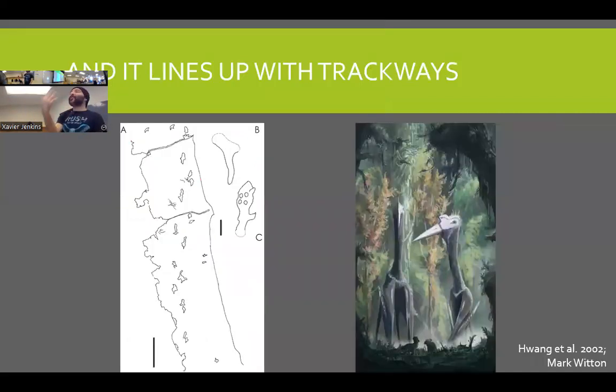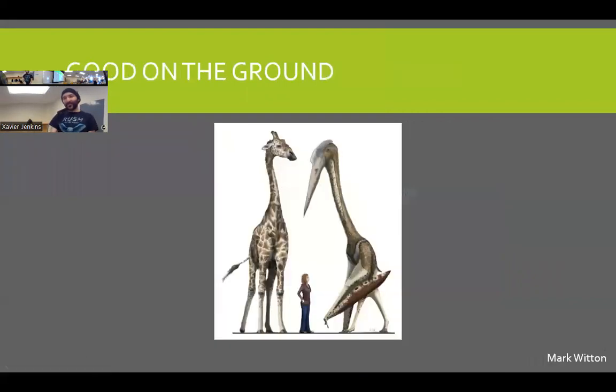And this is borne out by trackways. We found trackways of Azhdarchids with this characteristic foot morphology that actually looks a lot like a human print. And they're walking along on the ground. So taking the limb proportions and foot morphology, we can infer that Azhdarchoids were good on the ground, well adept on the ground, possibly even more comfortable walking around on the ground than flying, as is the case for some birds.